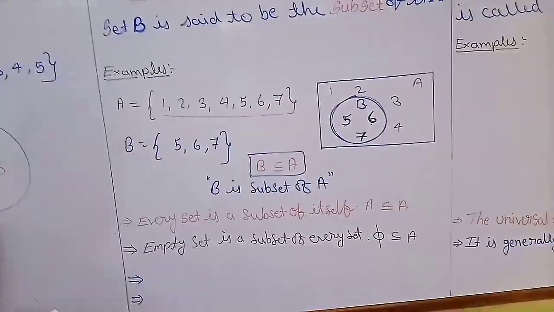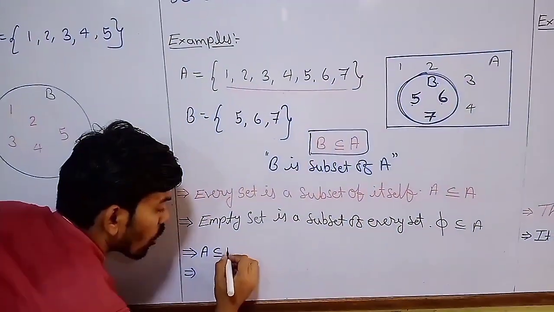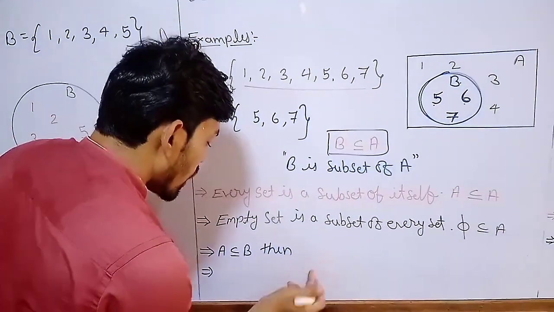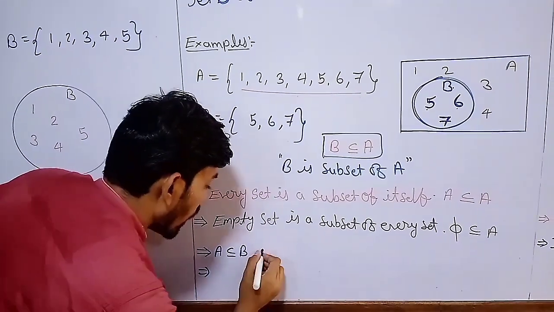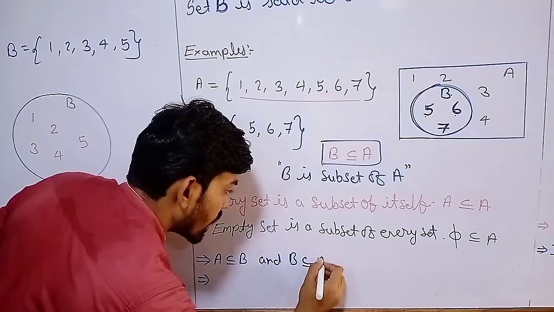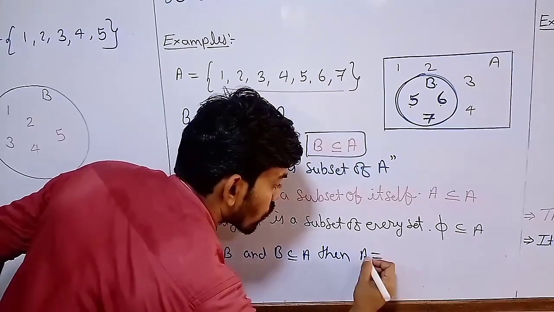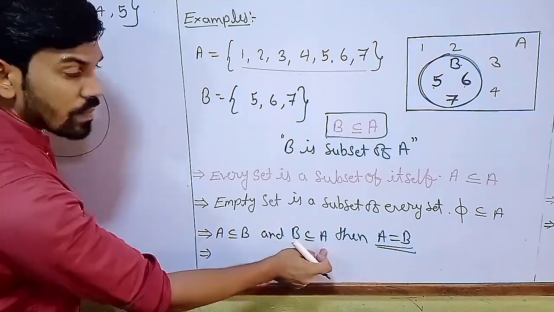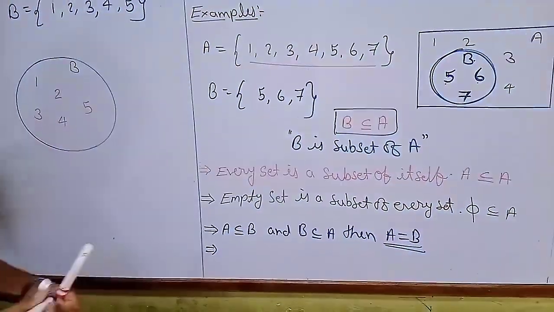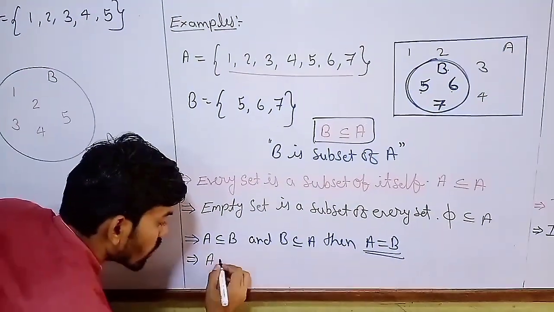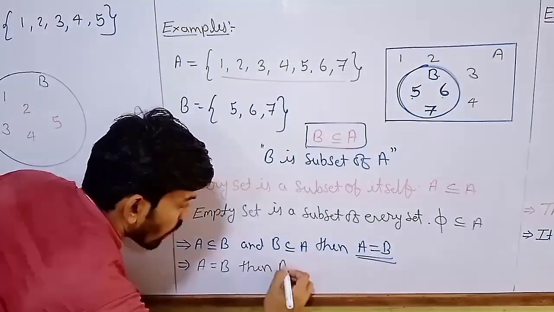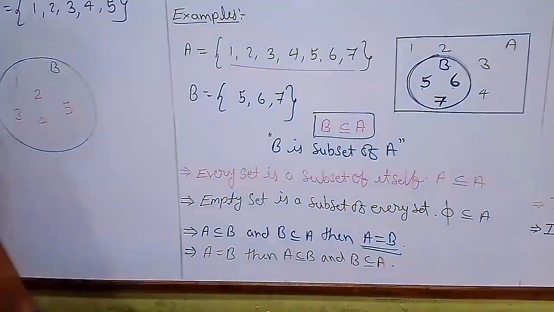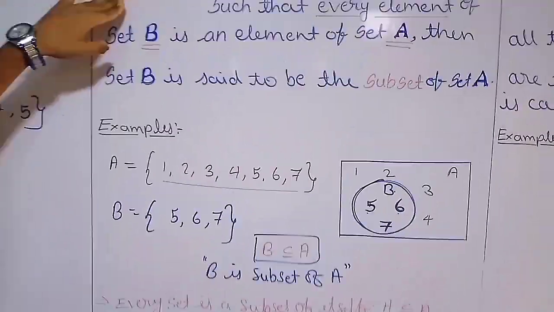The next one is, if A is a subset of set B, and B is a subset of set A, then we can say A is equal to B. If A is a subset of B and B is a subset of A, then A is equal to B. The same way, if we have A equal to B, then A is a subset of B and B is a subset of A. This way, these four things we have to remember regarding the subset.